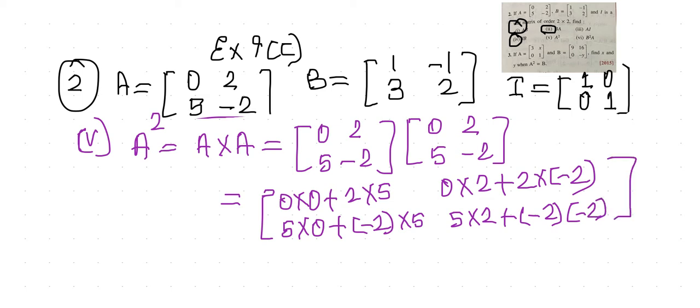Okay, so how much is this going to be equal to? You will be writing down, this is equal to 0 into 0 is 0 for sure, and then 2 into 5 is 10. Here 0 into 2 is 0, 2 into minus 2 is minus 4. Then here we have 5 into 0 is 0, and then here I will be having minus 10. And then 5 2s are 10 plus minus 2 into minus 2 is 4. So this is 14. So this is your A square matrix.